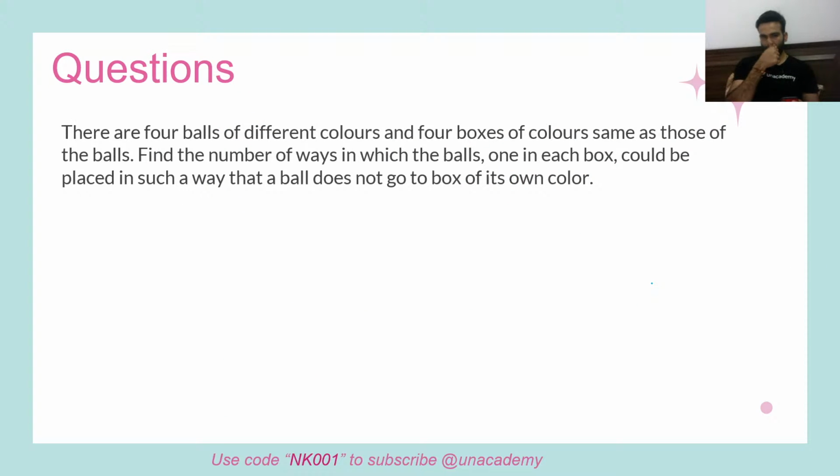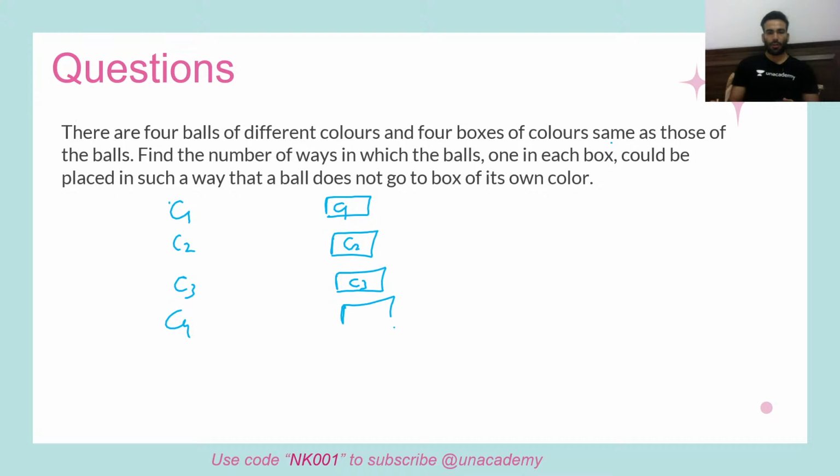The question is this. Read it. The question says, there are 4 balls of different colors. So let's say color number 1, color number 2, color number 3, color number 4. And 4 boxes of the same colors. So same color box for each. Find the number of ways in which the balls, one in each box, so in every box there should be one ball, could be placed in such a way that a ball does not go to box of its own color.